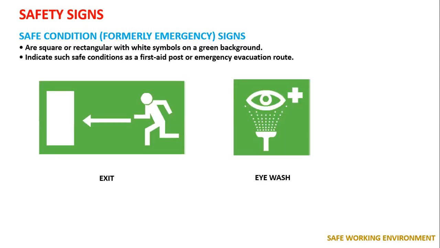So the next safety signage is the safe condition signs. Formerly, they were known as the emergency signs. These are square or rectangular with a white symbol on a green background. It indicates the safe condition, such as a first aid post or emergency evacuation route. So the first sign we are seeing is the exit sign. Then the second is the eye wash.